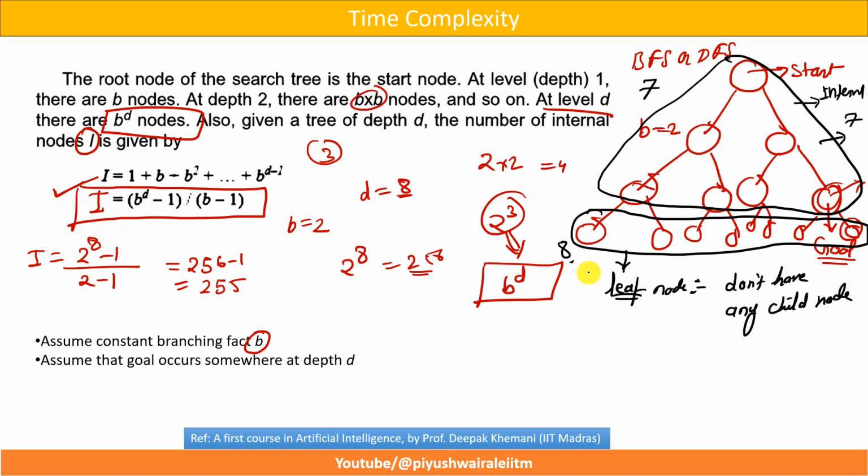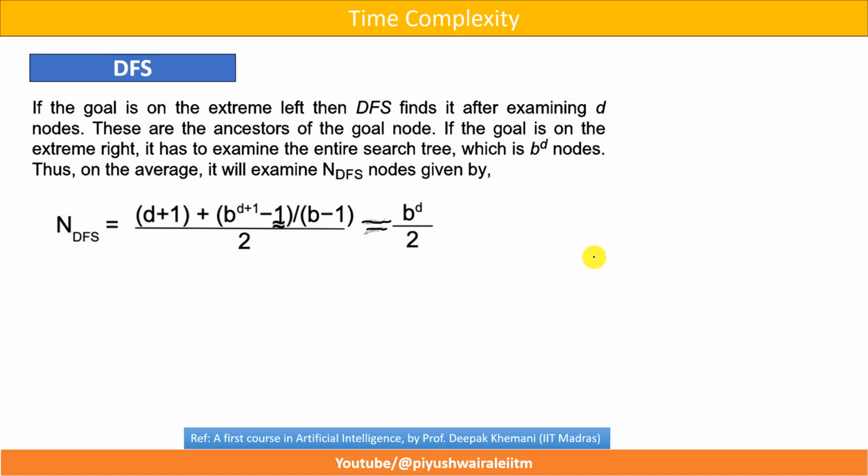Now let us try to discuss this in detail. Let us discuss DFS first. We all know how DFS works. If the goal is on the extreme left, then DFS finds it after examining d nodes, right? That's what we discussed in the previous slide. These are the ancestors of the goal node, okay? If the goal is on the extreme right, it has to examine the entire search tree.